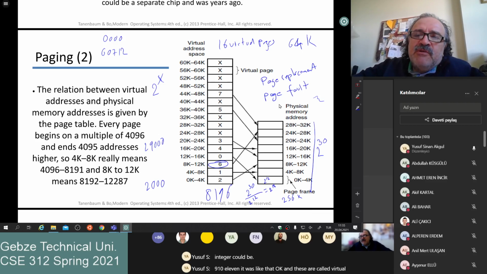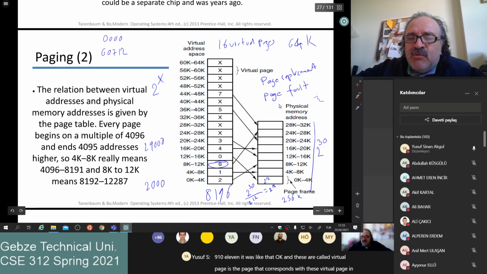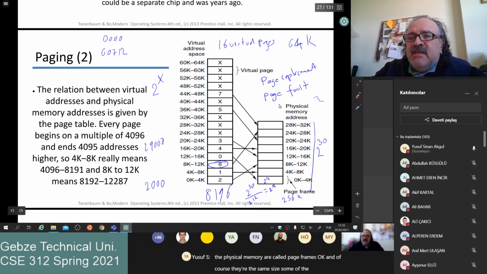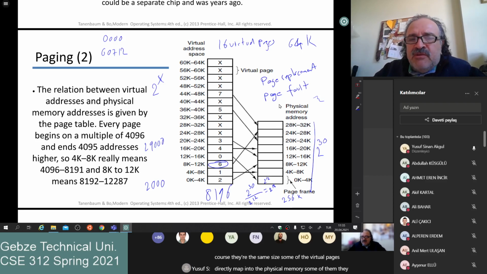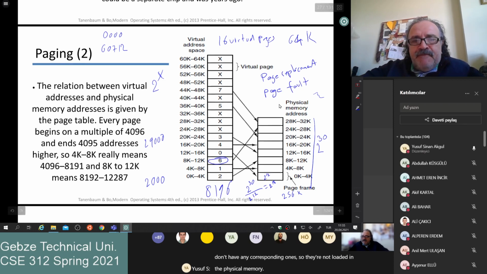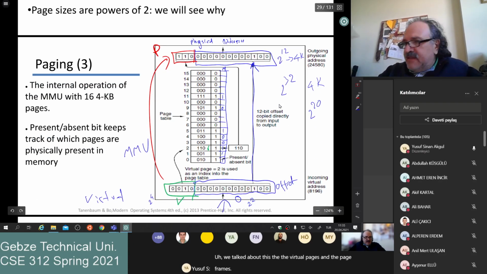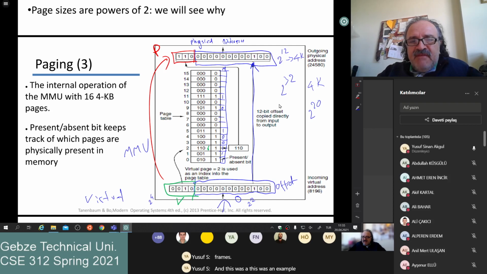The pages that correspond to these virtual pages in the physical memory are called page frames. And of course, they are the same size. Some of the virtual pages directly map into the physical memory. Some of them don't have any corresponding ones, so they are not loaded in the physical memory. Okay, good. We talked about the virtual pages and the page frames. And this was an example where we did the address translation from the virtual address space to the physical addresses.